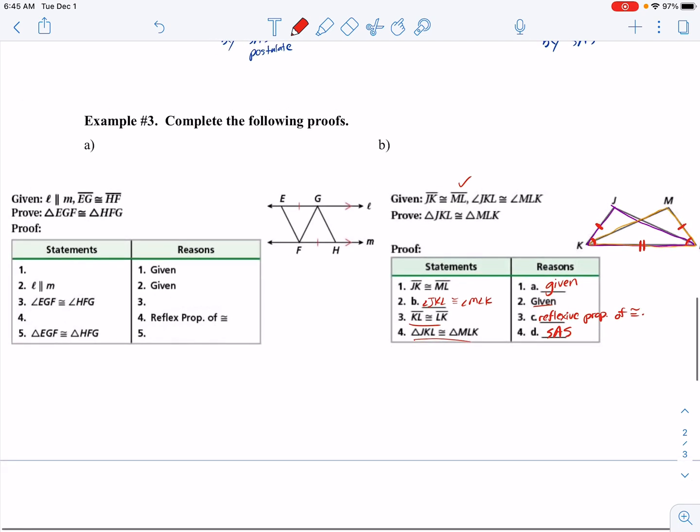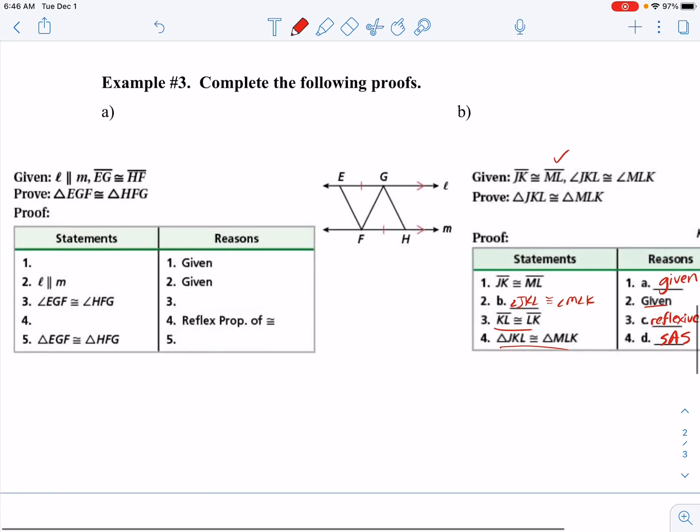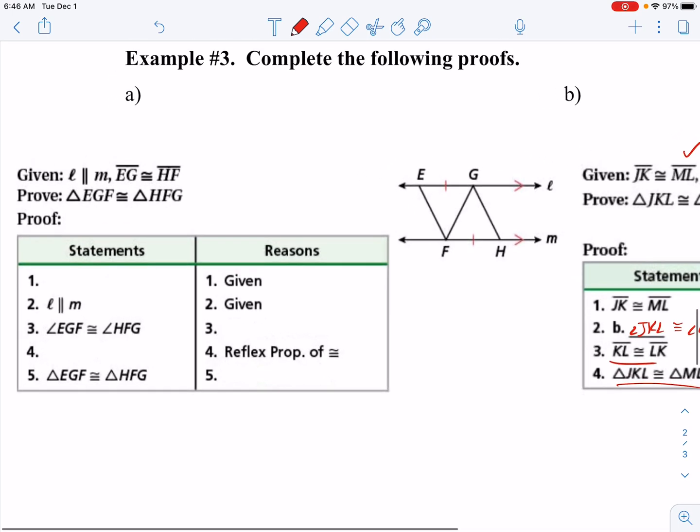All right, let's have you finish up trying example A on your own for this proof. Fill in what's missing in the blanks, and we'll go over this together. All right, another given that you have is EG is congruent to FH. Our next given would be that these two lines are parallel, L and M.